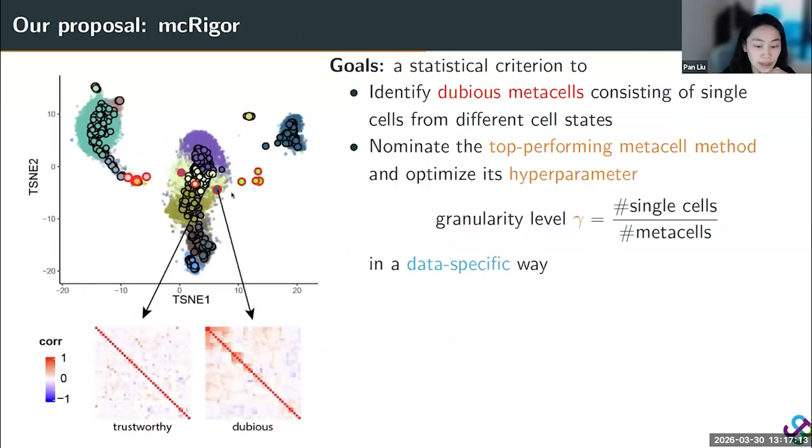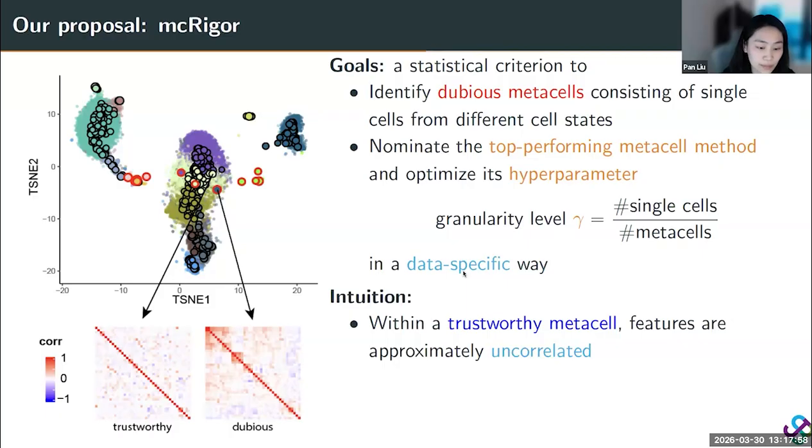So we propose our mcRigor method, which generally gives a statistical criterion that can identify dubious metacells consisting of cells from different states. And after identifying these dubious metacells, the next step could be to optimize the hyperparameter of existing metacell methods. We focus on the granularity level hyperparameter called gamma here, because this is the most important hyperparameter that is used by all metacell methods. It is defined as the average number of single cells within one metacell, or the metacell size on average. We hope to choose this gamma in a data-specific way.